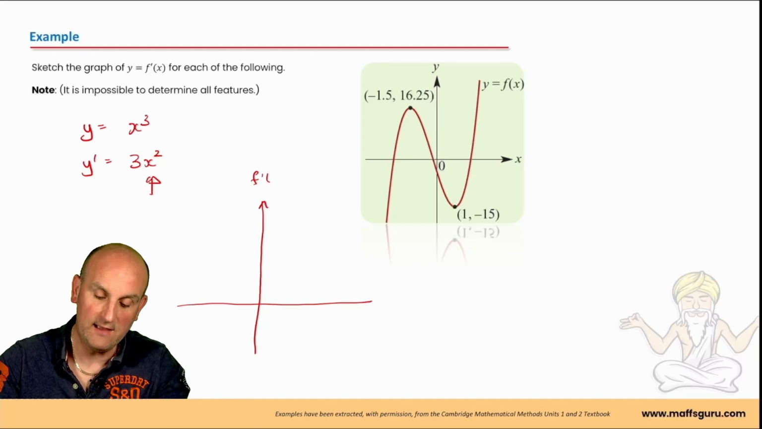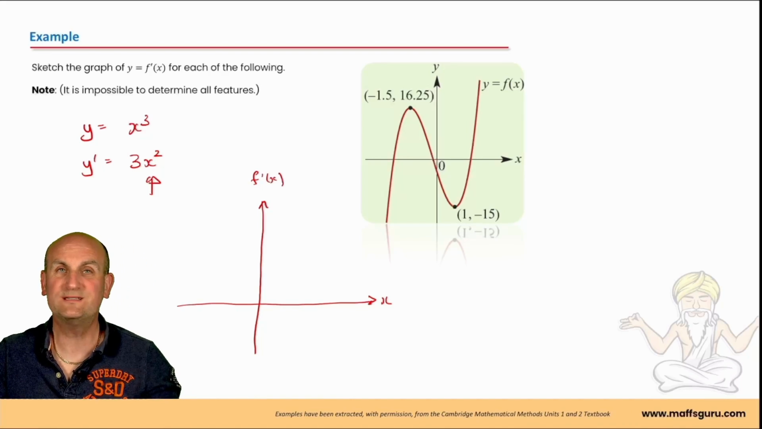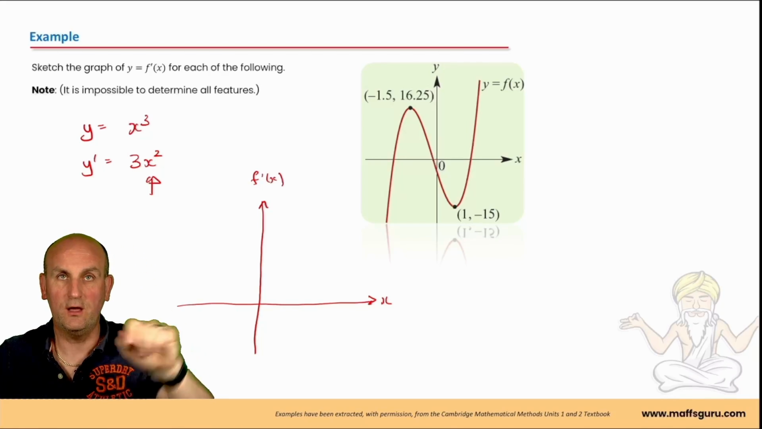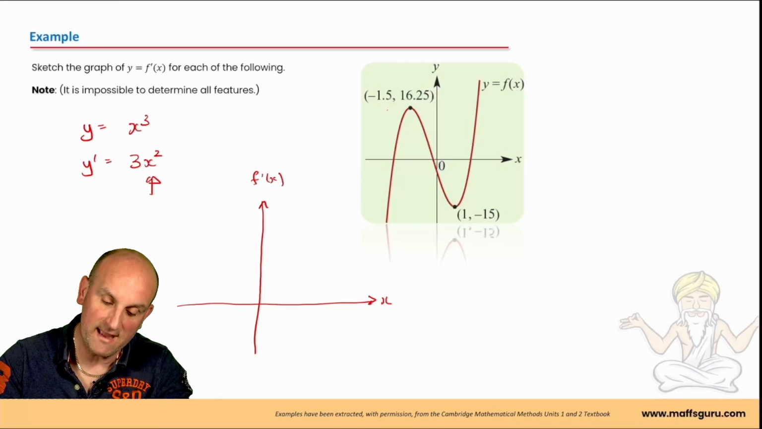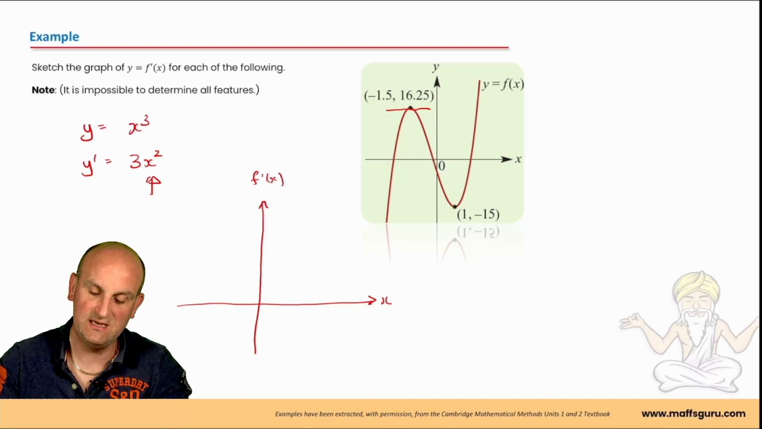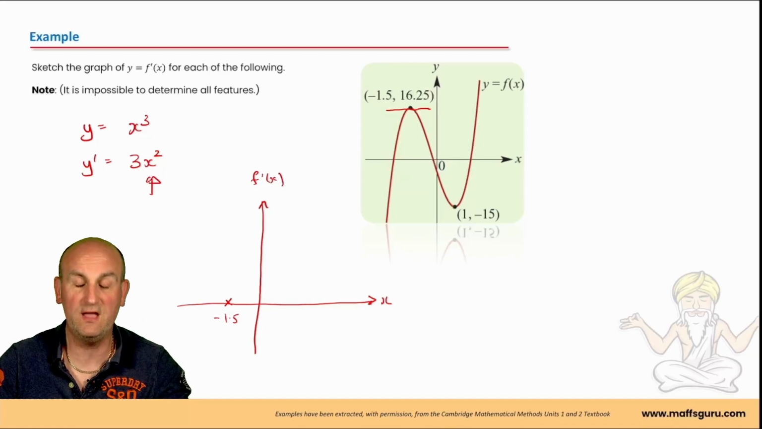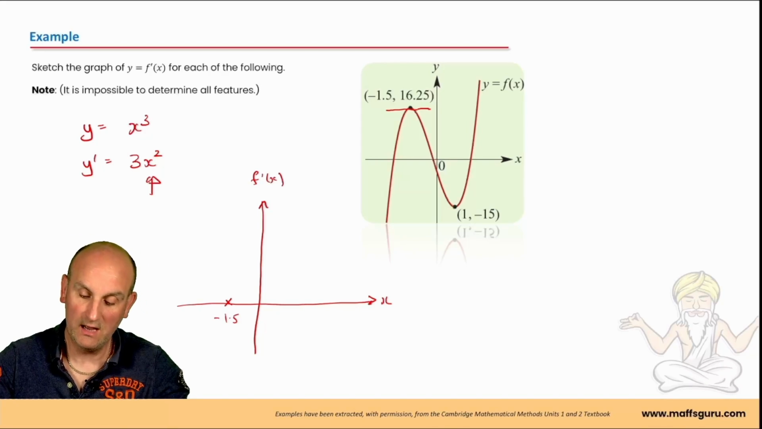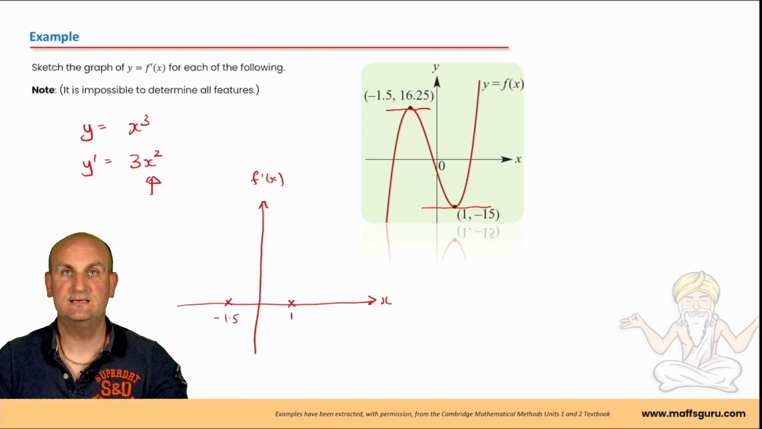Let's work it out. F dashed of x, and there's x. Now, what am I going to do? Well, it's some sort of curve function. Do I have maximums and minimums? I absolutely do. I've got a maximum here, which means I have a 0 gradient at minus 1.5. So there's minus 1.5, I've got a 0 gradient. I've got another one here at 1. So I now know if I have my coordinate of 1 there, I've got a 0 gradient.